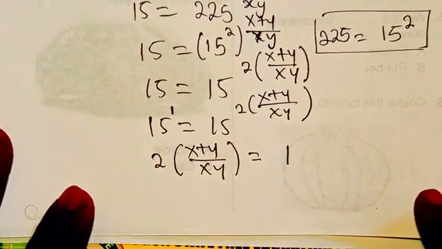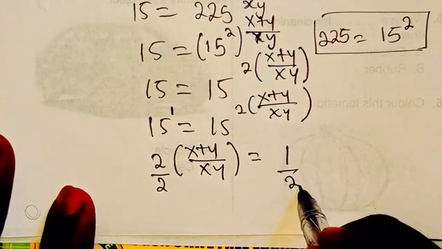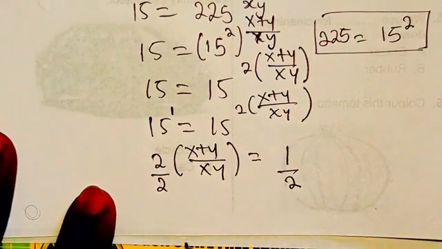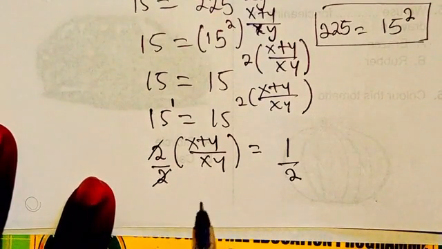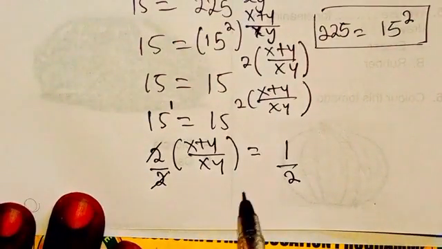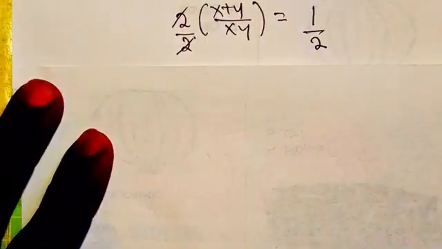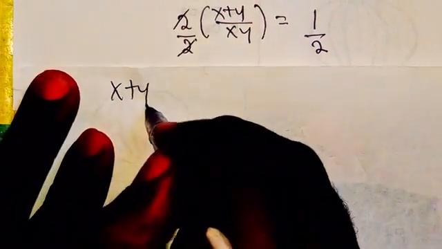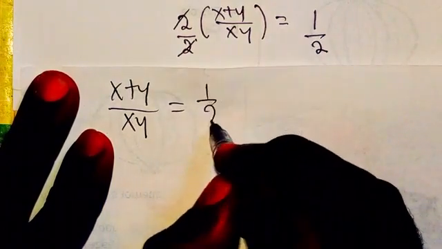The next thing we are going to do is divide both sides by 2. If I divide both sides by 2, what am I going to have? This will cancel this, and we have x plus y over xy equals 1 over 2.